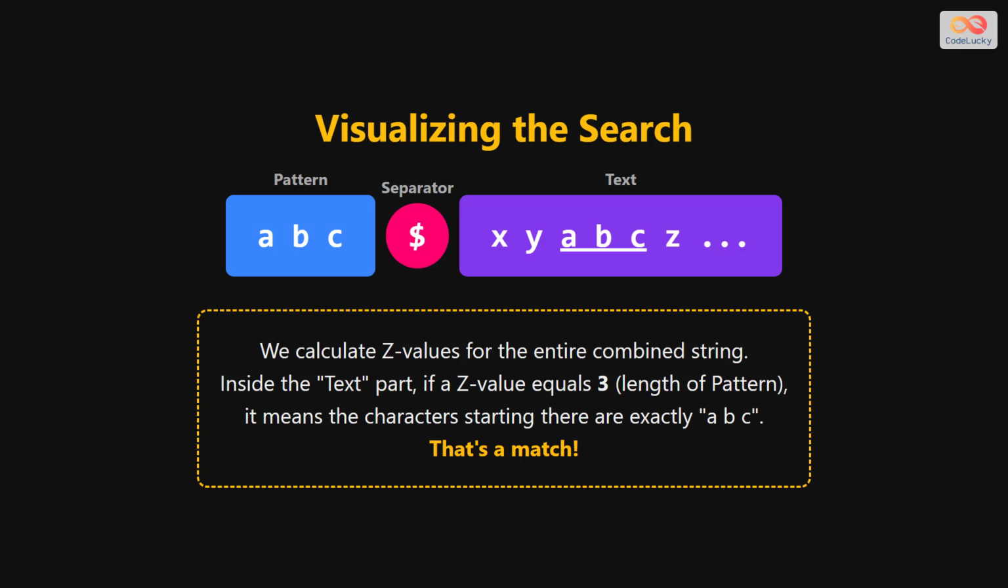Here is a visualization of that combined string. We have the pattern, the separator, and the text. When we calculate the Z values for the text part, we are essentially comparing every suffix of the text against the pattern at the beginning. A Z value equal to the pattern length means the characters at that position match the pattern exactly.